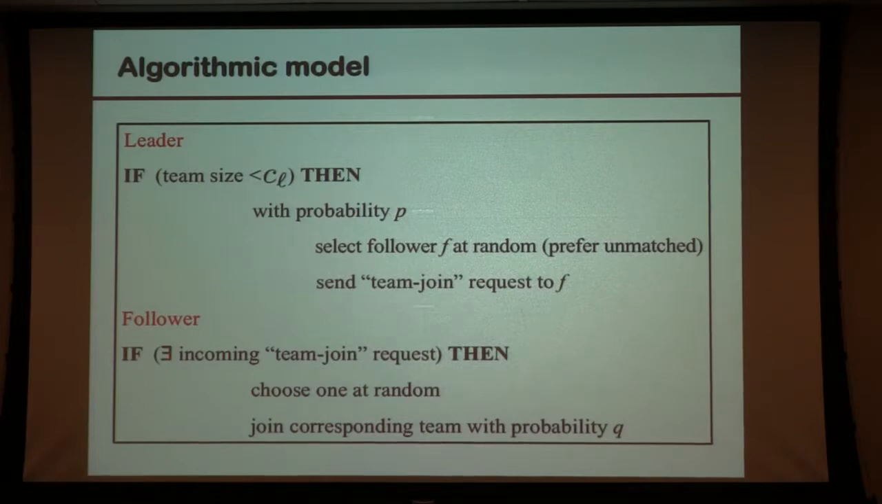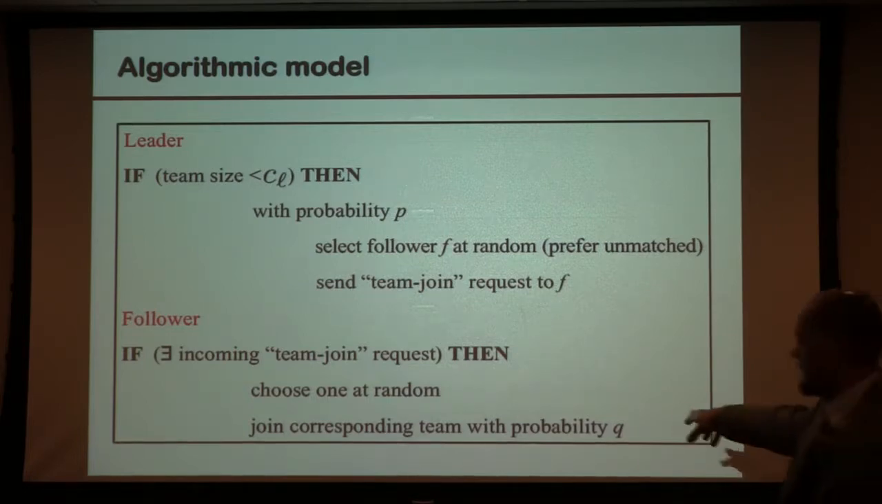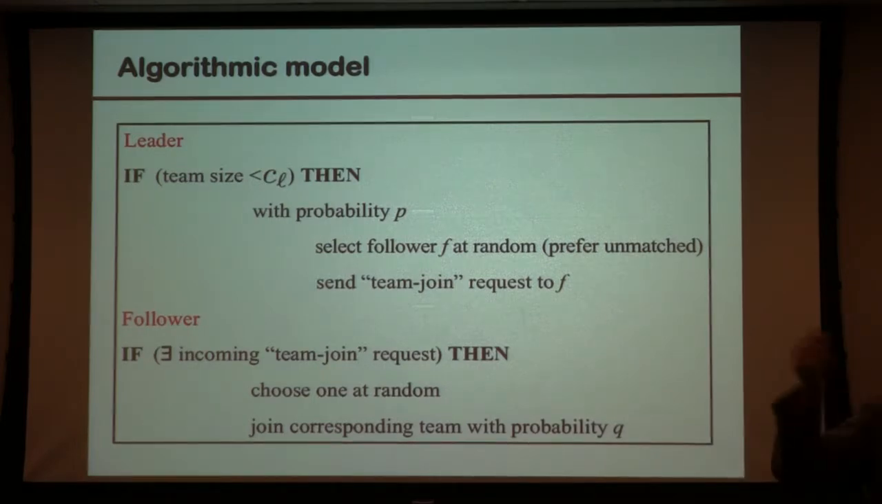And the follower is going to explore the state space, and we do this exploration randomly. So basically, if you have a team join request, then choose one at random and join the corresponding team with some probability. Of course, you can make this probability depend on time and make it faster when time is close to expiring and you have not solved the problem, but we found that this didn't change much. So we make this constant. So basically, this part is exploring the state space, and this is trying to find a fixed point.